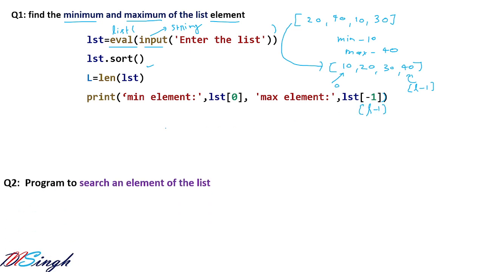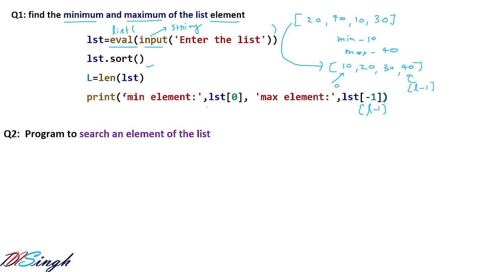Next question we will see. The next question is a program to search an element from the list. We know how to iterate over a list element, because on any list we can iterate in two ways. Let us take the same example of the list as above: 20, 40, 10 and 30.